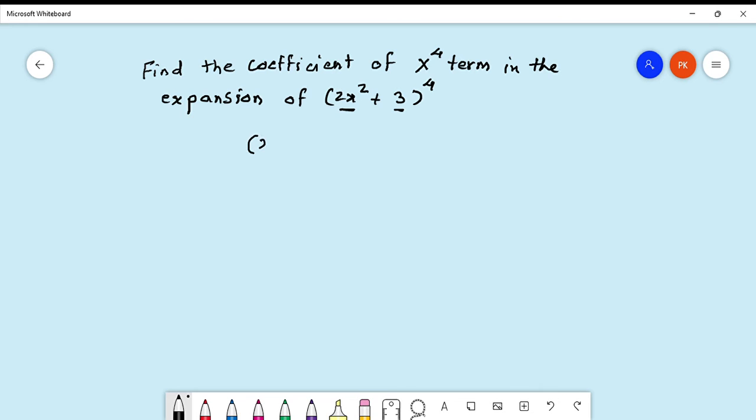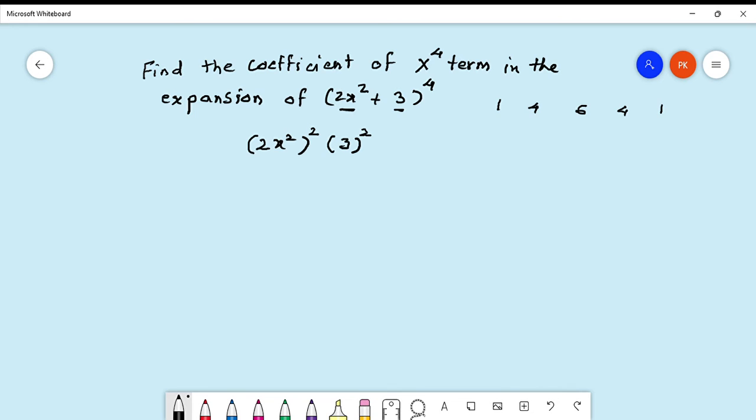So in one bracket you write 2x square. Now since I want the x to power 4 term, I will take power 2 here. Then 3, again power 2 because total power should be 4. I want x to power 4, and x square, the whole square, is x to power 4. So I am taking 2x square's power 2, so 3's power 2. And what are the coefficients in the expansion of (a + b)^4? 1, 4, 6, 4, 1.